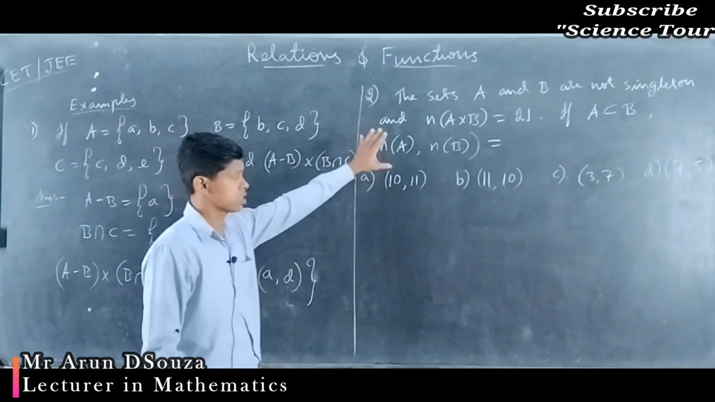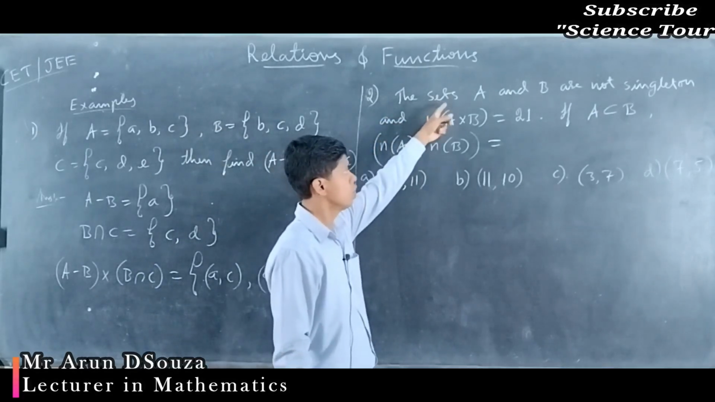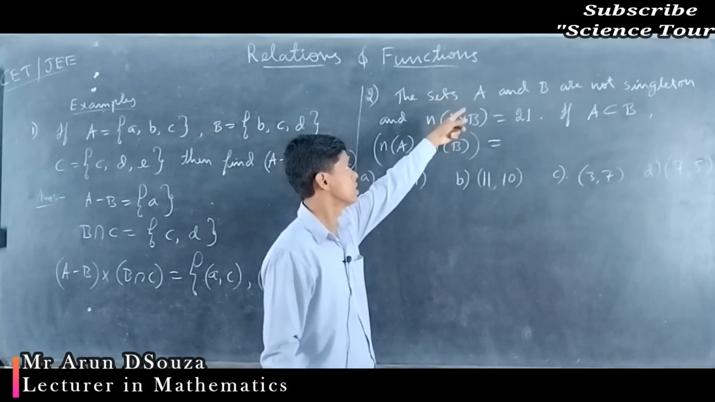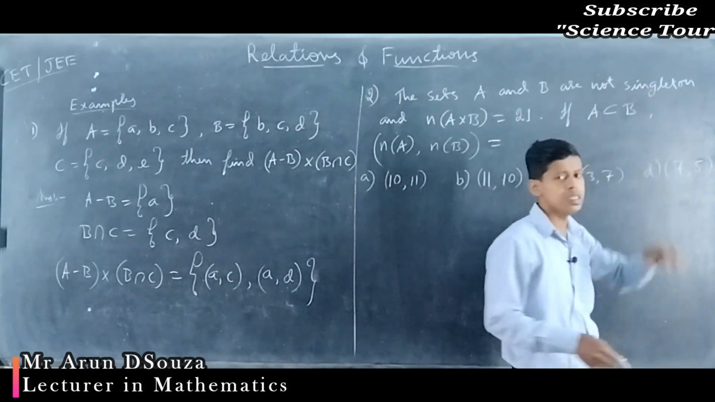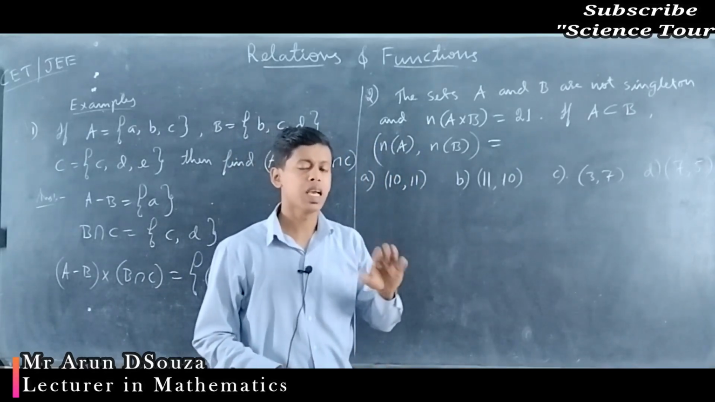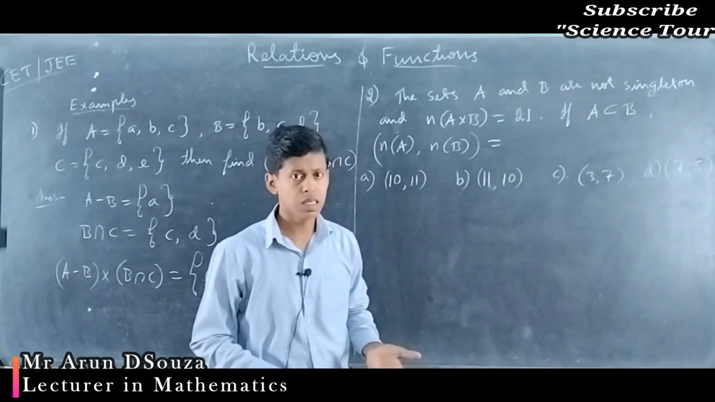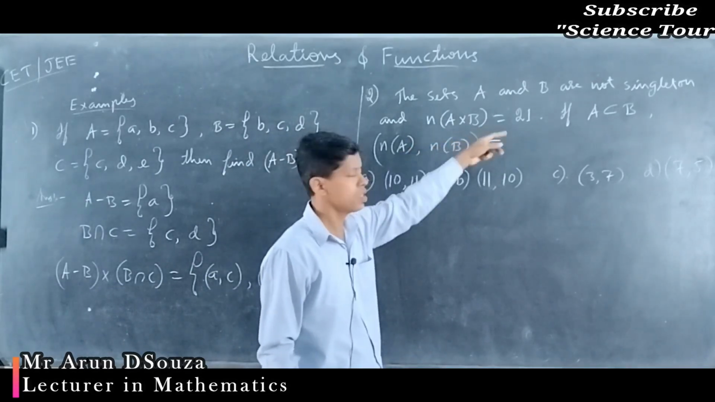Shall we move on to the next question? Look at this question very carefully. You do not know the number of elements in the set A, but what you do know is A and B are not singleton. So they do not have just one element, they have more than one element. And n of A cross B is 21.